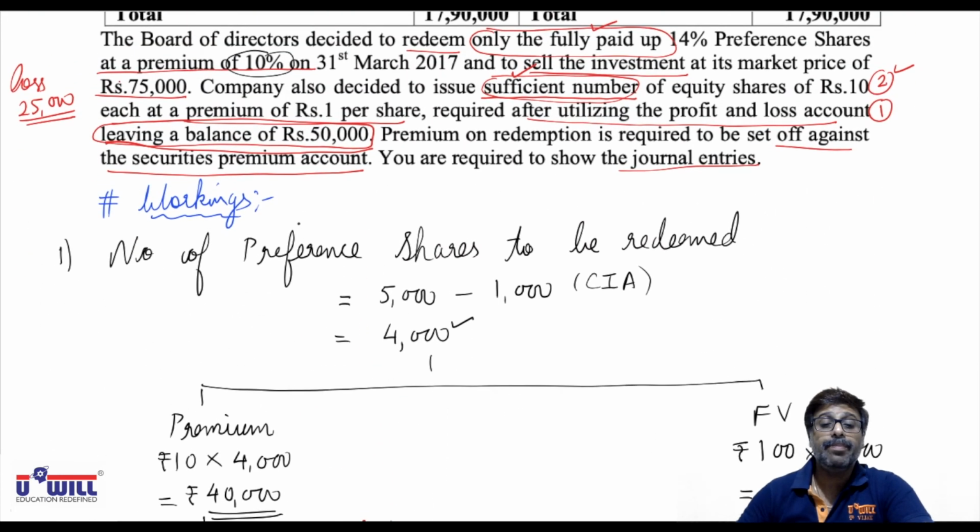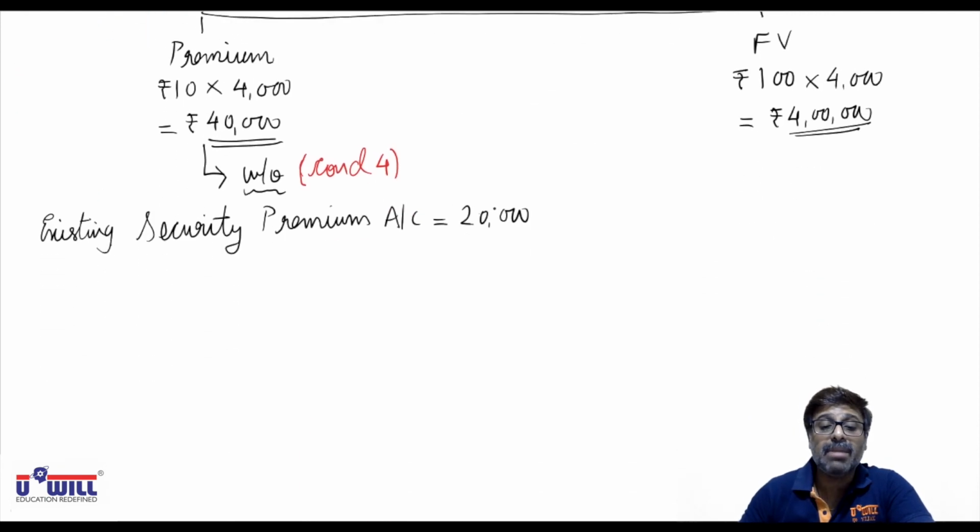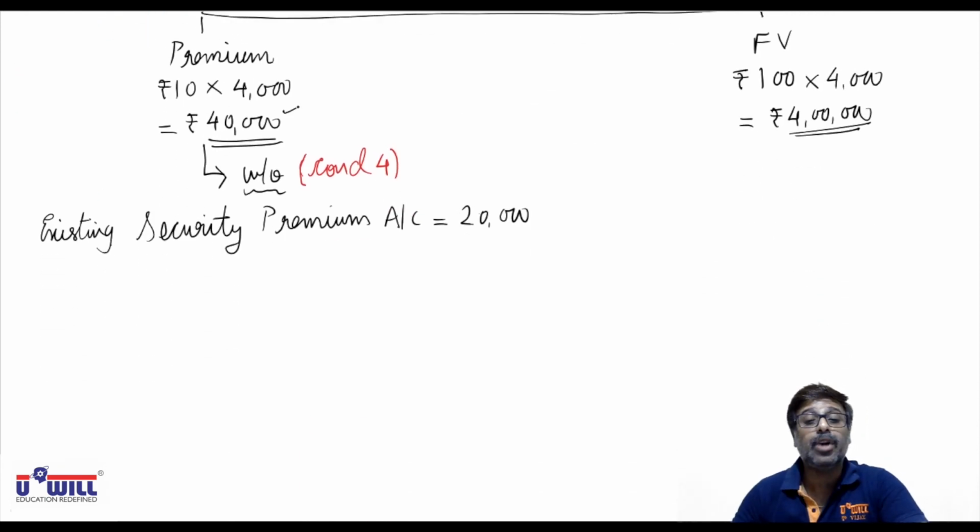Reason number 1, read this sentence. The company decided to issue a sufficient number of equity shares of 10 each at a premium of rupees 1 per share. Premium of 1 means, is the company going to get the premium from this issue of shares also or not? Maybe after getting that premium, you have sufficient premium to write off this 40,000.